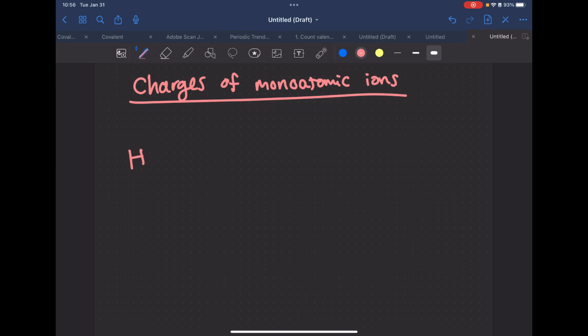Let's go down the first column. Hydrogen, lithium, sodium, potassium, all the way down. I'm not going to write the rest of them. But all of these, when they turn into ions, when they lose electrons, they're all going to give up their 1 valence electron, which means that they're all going to end up with a charge of plus 1.